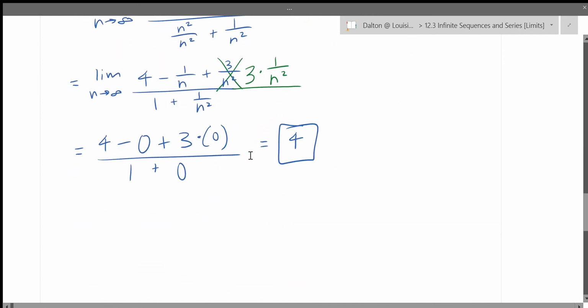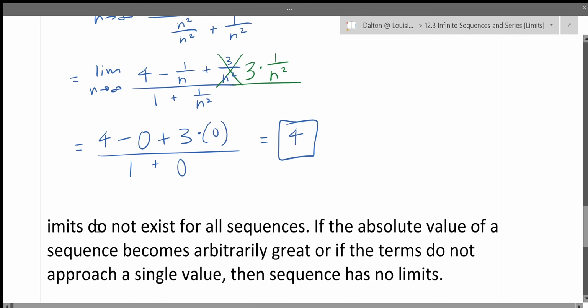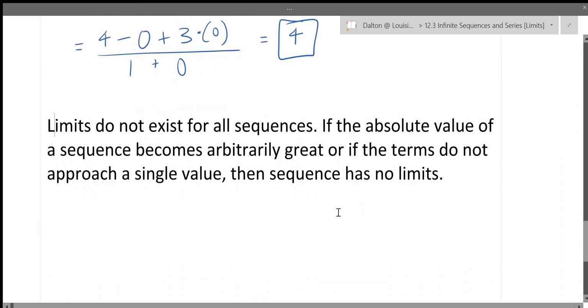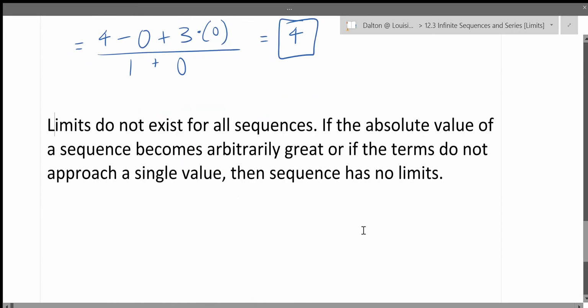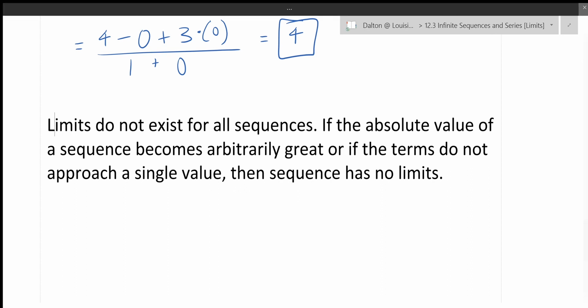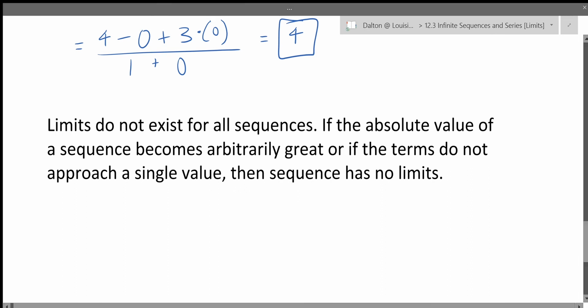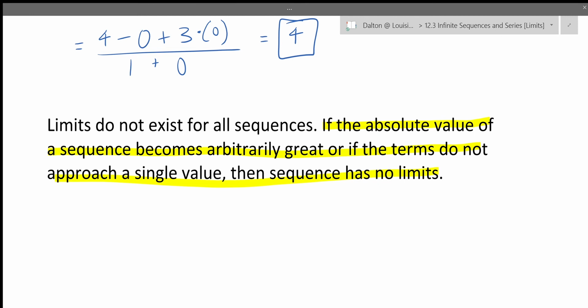Okay, now we're going to talk about when the limits do not exist. So this is this little paragraph here. You can shorthand it if you'd like. You don't necessarily have to write that first sentence, but you do need to start with this part. If the absolute value of a sequence becomes arbitrarily great, or if the terms do not approach a single value, then the sequence has no limits. That is the important stuff. We have 2 more examples. But that's the last thing you're writing.